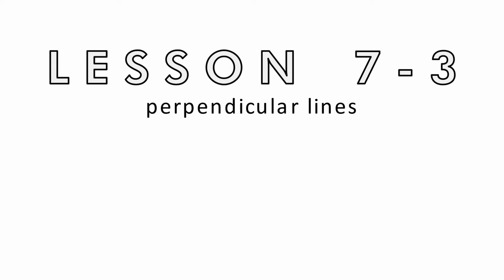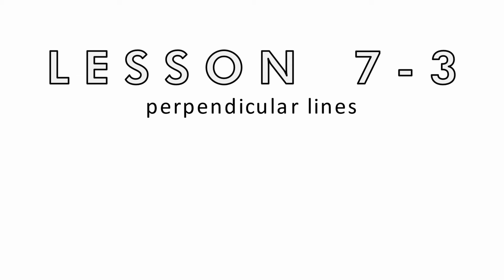Alright guys, this is lesson 7-3, which is titled Perpendicular Lines. So, this is the last lesson for activity 7, and in this lesson we'll be dealing with, obviously, perpendicular lines. We've dealt with parallel lines and their angle relationships, and we'll still use that a little bit, but now we will be dealing with perpendicular lines.